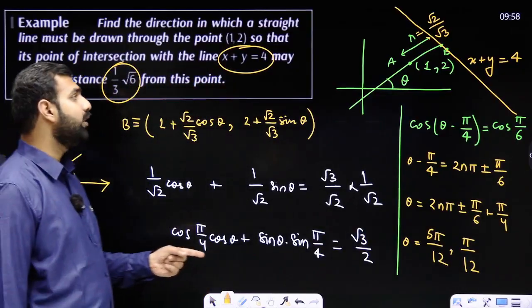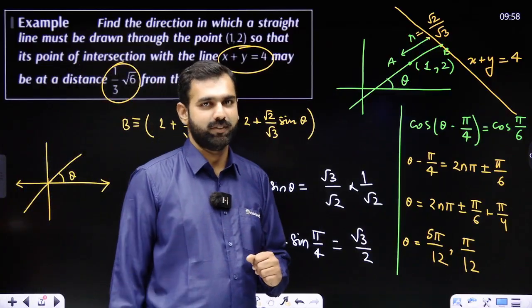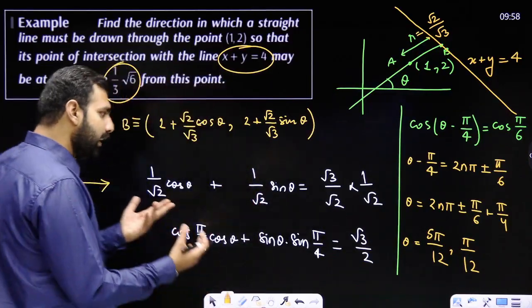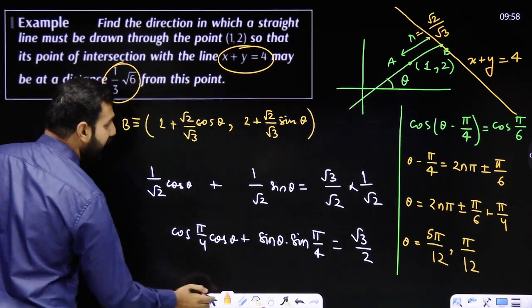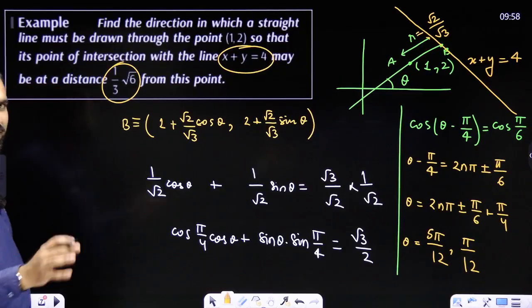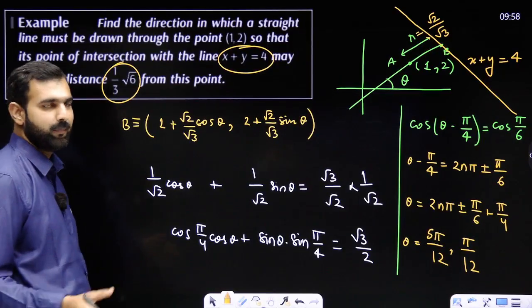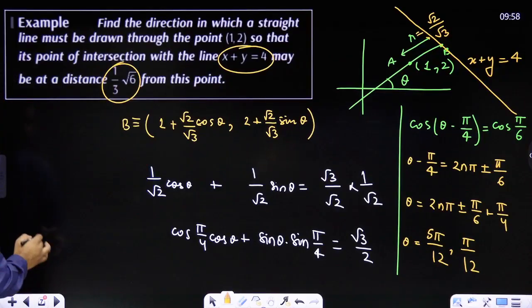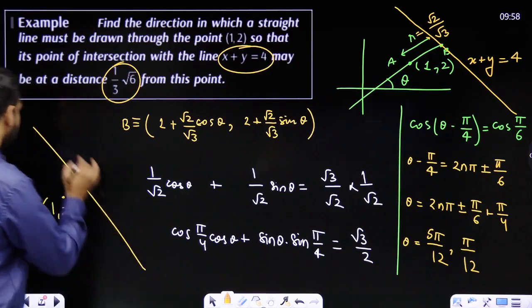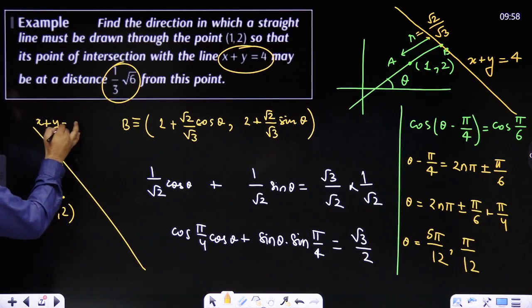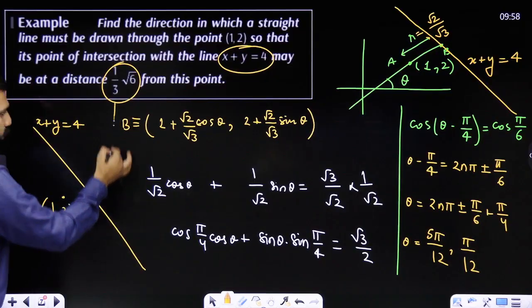Now some of you might wonder, why did I get two answers? Some of you might have understood it. Yes, there are going to be two answers. I'll try and explain why and how. See, what I'm trying to make you understand is that there is this point 1 comma 2. There is this fixed line x plus y is equal to 4, right? I'll just try and explain why we got two answers.